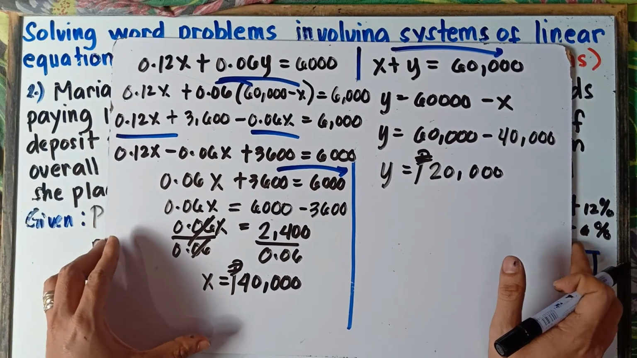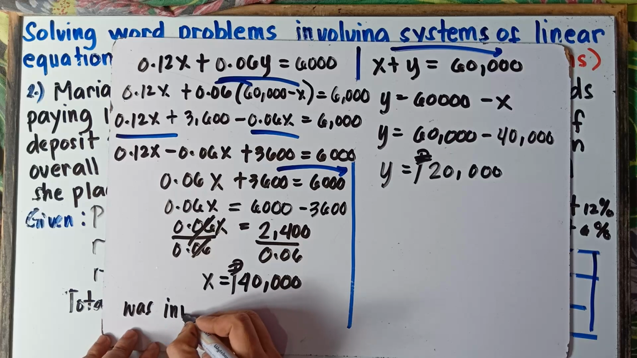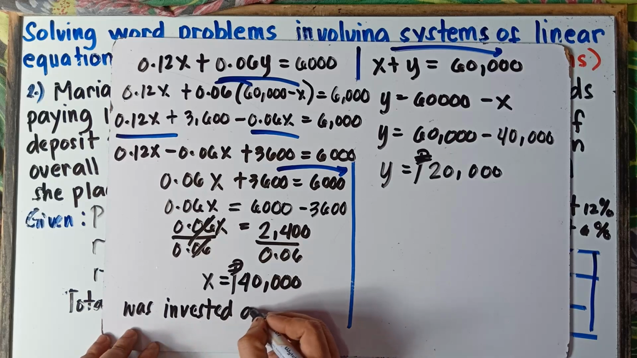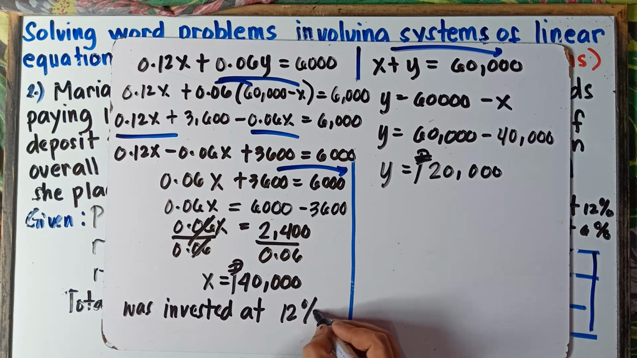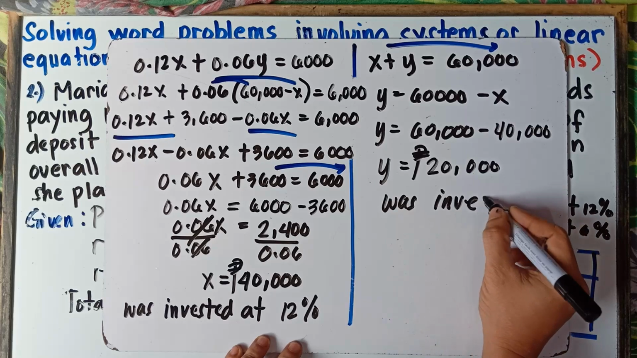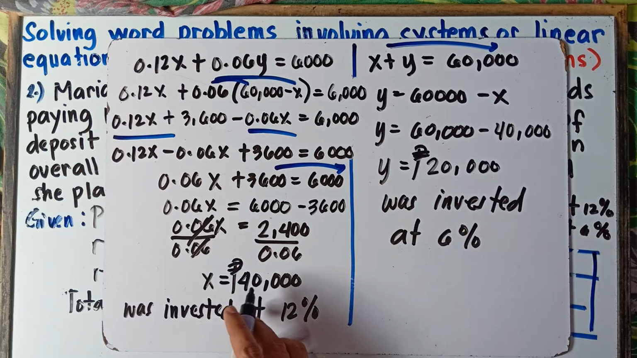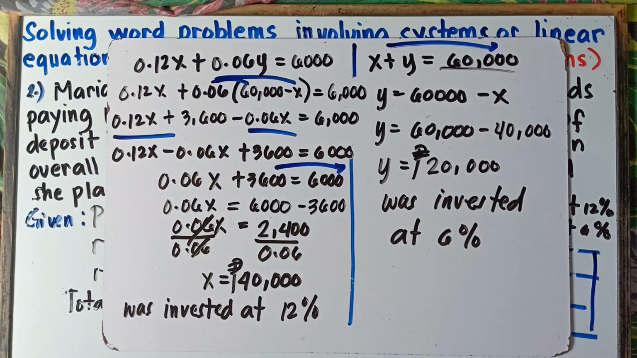So therefore we can say 40,000 was invested at 12%, and then 20,000 was invested at 6%. If you add this one, 40,000 plus 20,000, the answer class, that would be 60,000. Therefore class, our answer is correct. All set class, all set. That's the answer class with regards to example number 2.